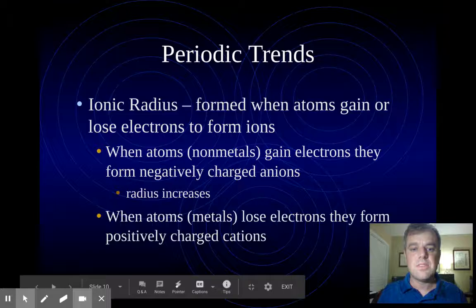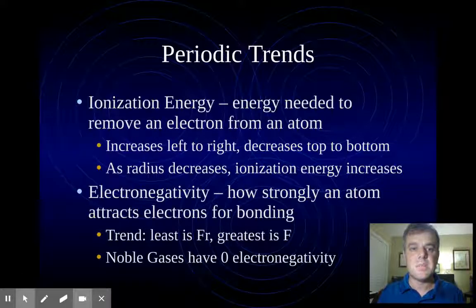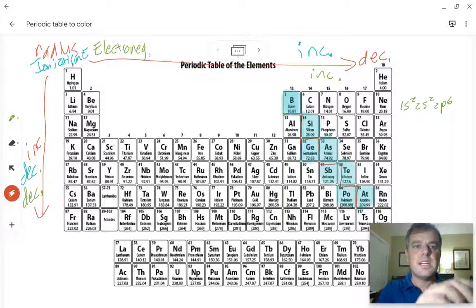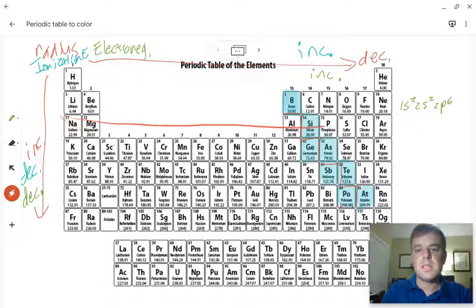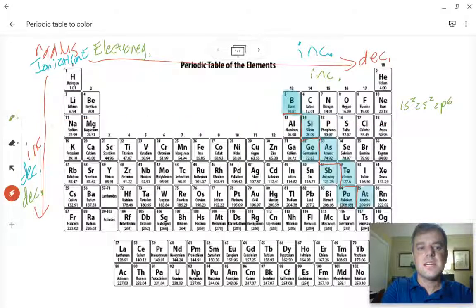So the last thing you really need to focus on for your test on Thursday is going to be the three main periodic trends: radius, ionization energy, and electronegativity. Now, I can ask these questions in a variety of ways. For instance, I could ask you which element in period 3 has the greatest electronegativity. So here's period 3. And we know that electronegativity increases as we go from left to right. But the noble gases don't have electronegativity, so the answer would be chlorine.